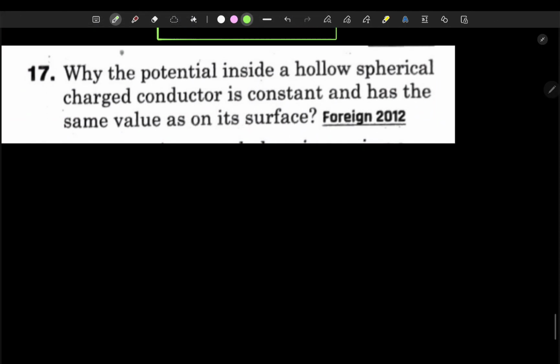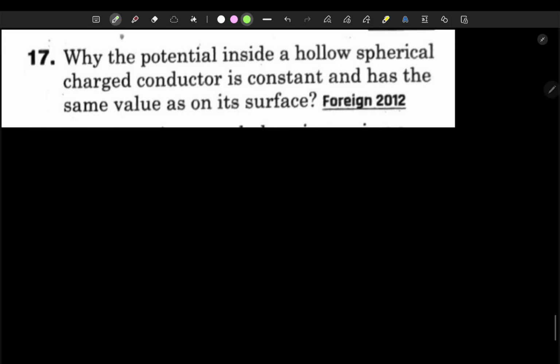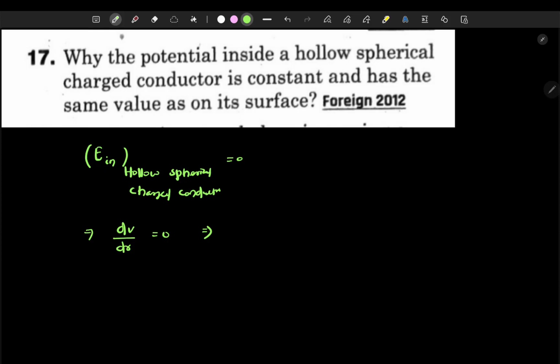Why is the potential inside a hollow spherical charged conductor constant and has the same value as on its surface? Yes, we have just discussed electric potential. Why is it constant? Because E inside a hollow spherical charged conductor is equal to 0, and we know E is equal to minus dV by dr, the potential gradient is equal to 0, but we know the derivative of any constant quantity is 0, so potential is equal to constant.